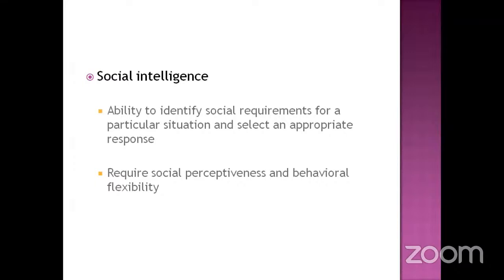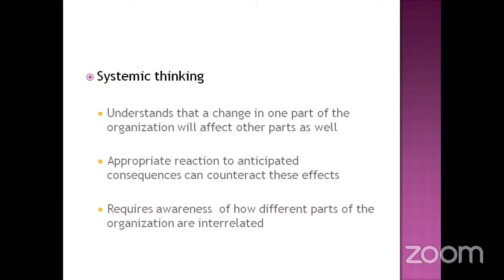Social intelligence means the ability to identify social requirements for a particular situation and select an appropriate response. It requires social perceptiveness and behavioral flexibility. And systemic thinking: understand that a change in one part of the organization will affect the other parts as well. Appropriately react to anticipated consequences that can counteract these effects, and it requires awareness of how different parts of the organization are interrelated.